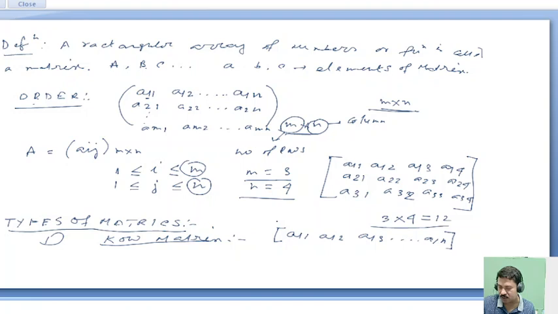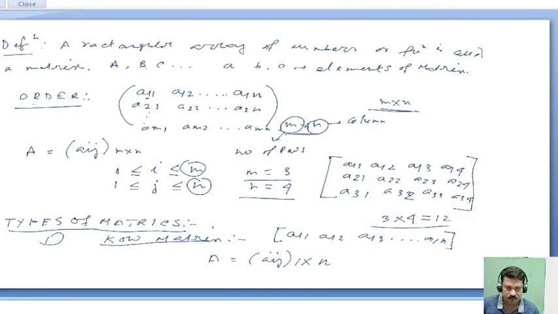Here we observe that in a row matrix we may write A equals to Aij, where i should be 1 and j goes up to n. Okay, this is row matrix.